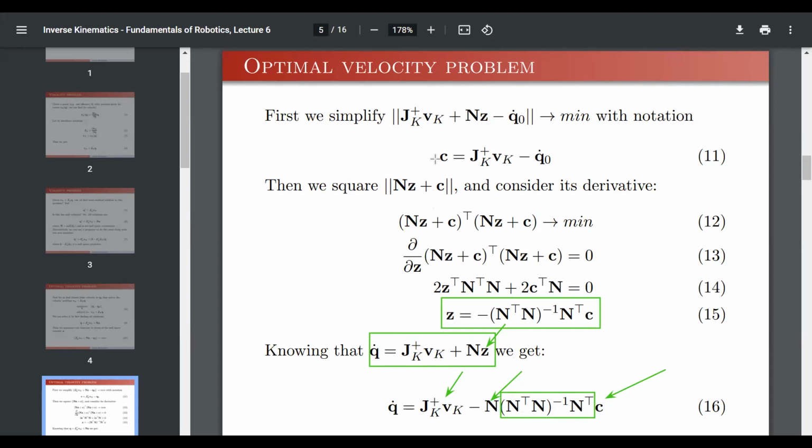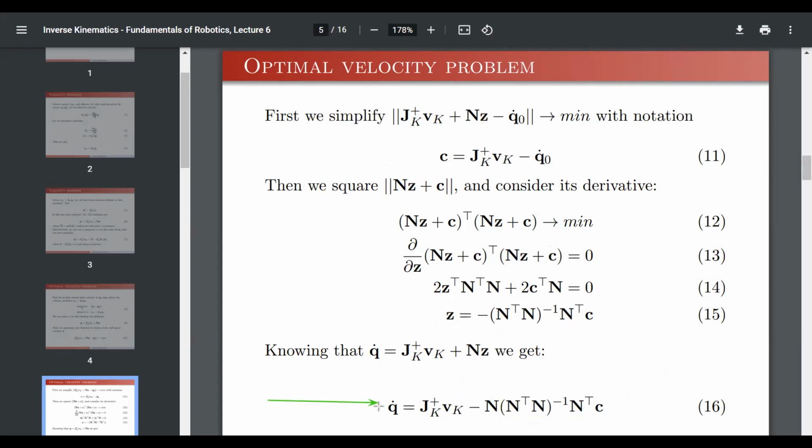Could you specify with respect to which argument we are trying to minimize the equation? The original equation here was minimized with respect to z. Before that, we tried to minimize with respect to q, but we found that q is parameterized with respect to z, so we minimize it with respect to z. Hope I answered this question. Okay, good.